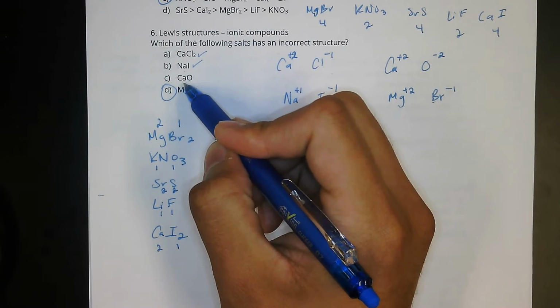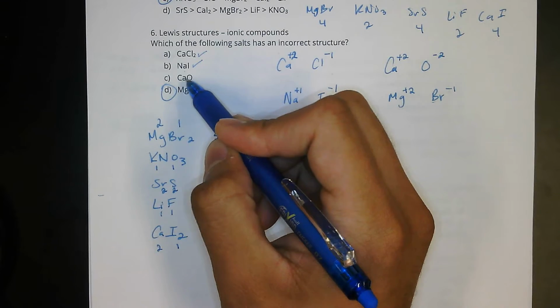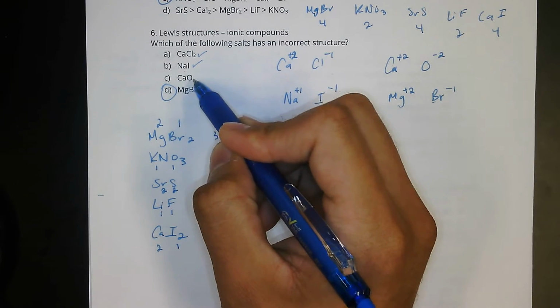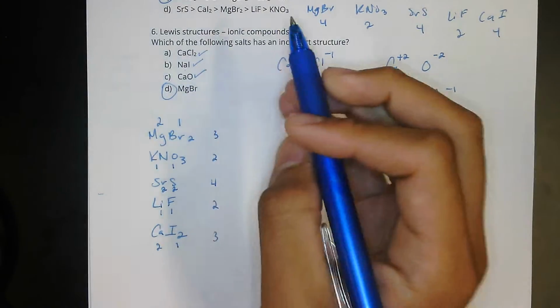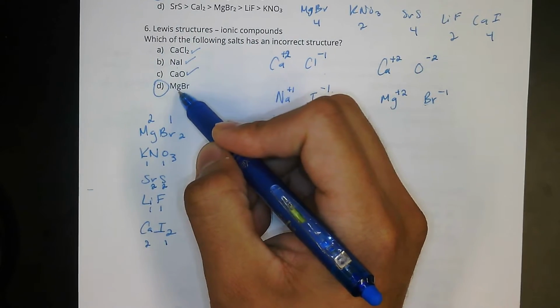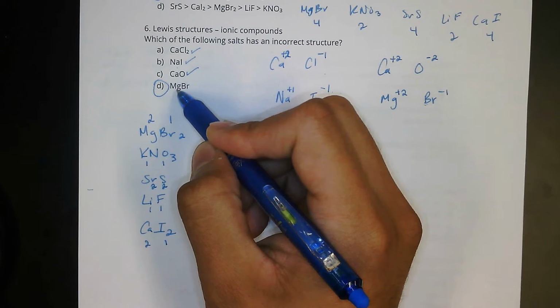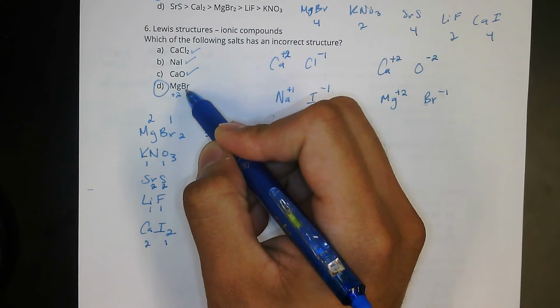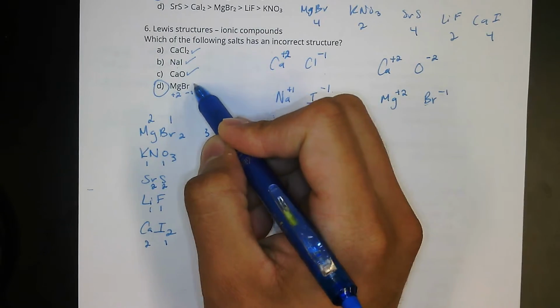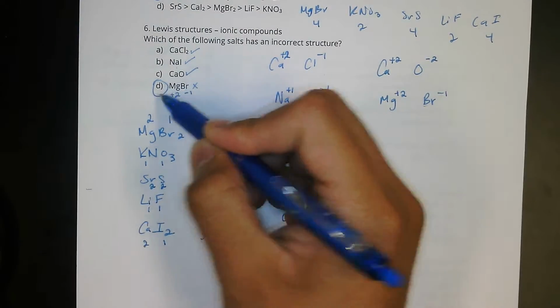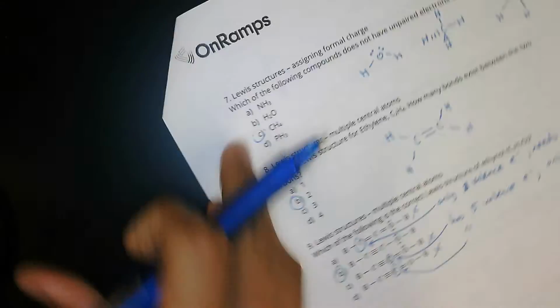Letter C, you have calcium in group 2, oxygen in group 6. This has a +2 charge. This has a -2 charge. They cancel each other's charges out. It's a neutral salt, so they're good. But if you look at magnesium, this one's in group 2, so it has a +2 charge. Bromine, however, is in group 7, so it has a -1 charge. So this one is the incorrect structure. The answer would be D for number 5.